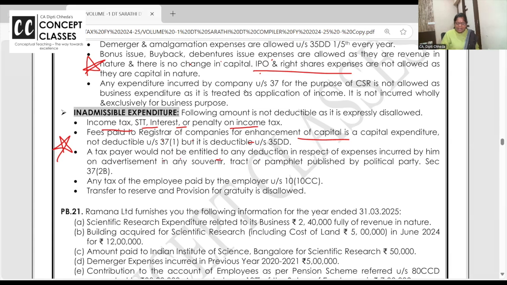Taxpayer would not be entitled to deduction if he gives advertisement in a political party's magazine, pamphlet, one side political party sign, next side your company's ad. See, general advertisement expenses are allowed, but this is not allowed.